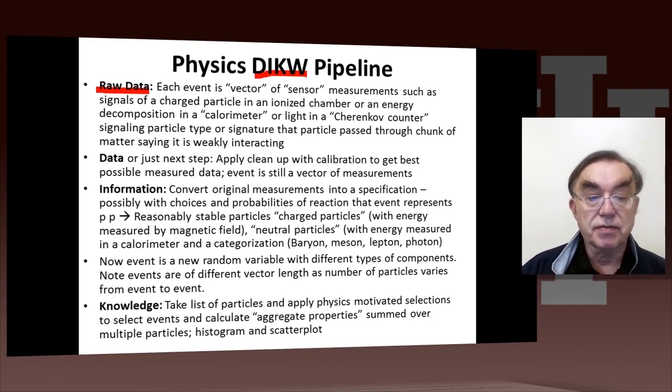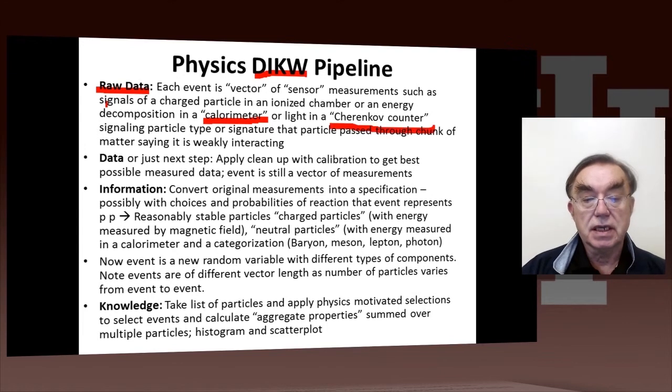sensors measuring the signals of charged particles in the detection devices, or the energy deposited in the so-called calorimeter, or the light given out in a Cherenkov counter. And these all are signatures of particles which, when put all together and joined up, give you information on what's going on. Tells you the type of particle, possibly the momentum of the particle, and some indications of whether it's a so-called strongly interacting or weakly interacting particle.